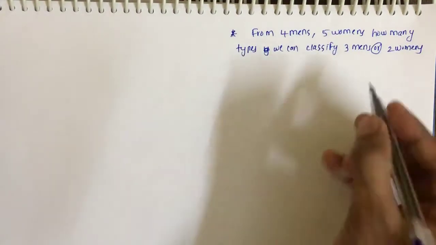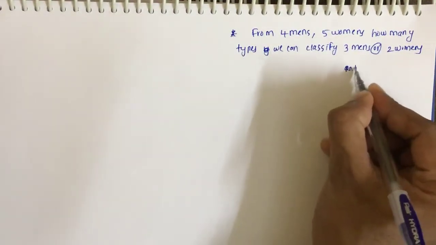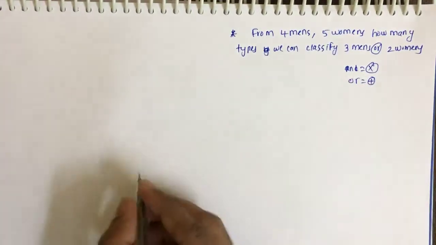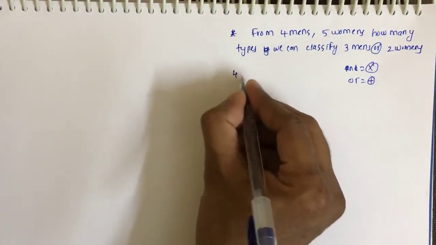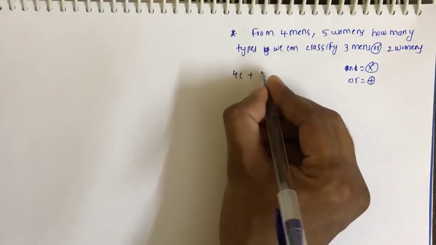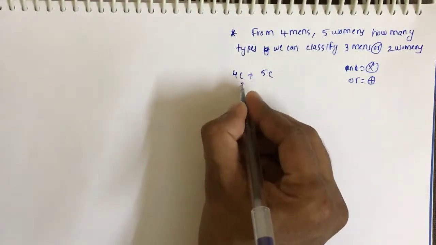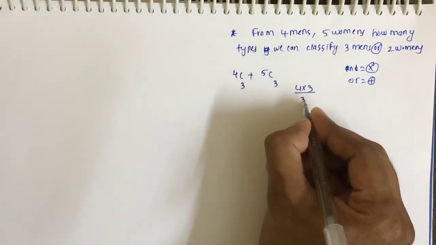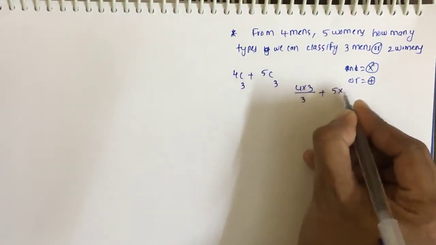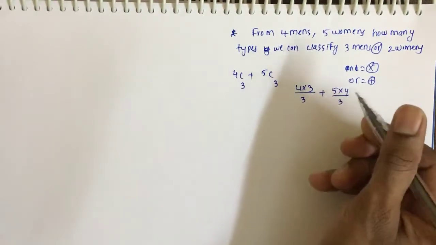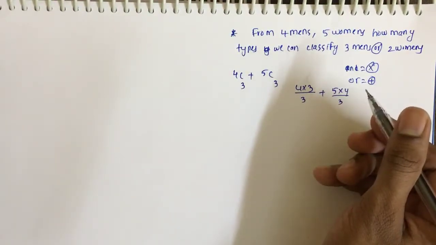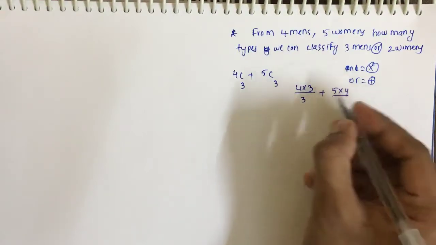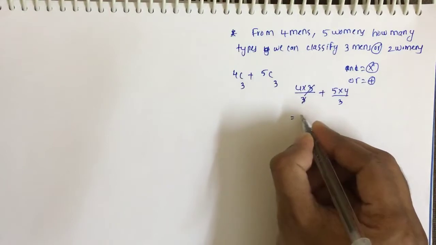So they said, when we have an 'and', that time we have to multiply. When we have an 'or', that time we have to do plus. So 4C3 plus 5C2. So this will be 3, 3. And here 4 into 3 by 3 plus 5 into 4 by 3. Three get cancelled. This comes out to be 4.